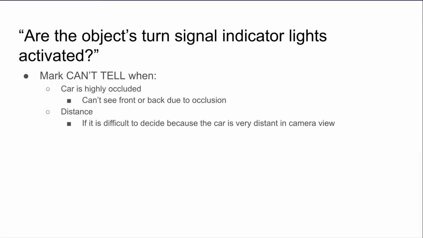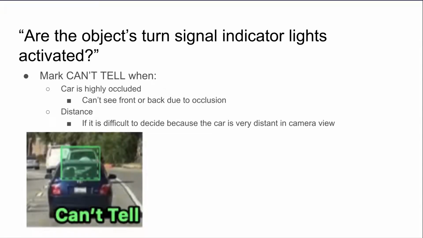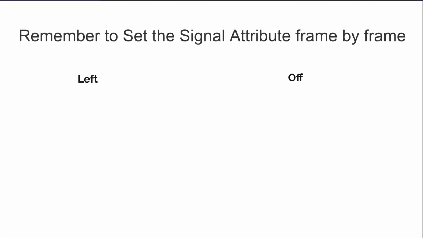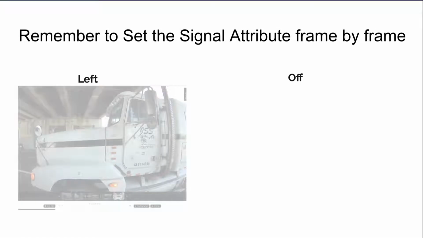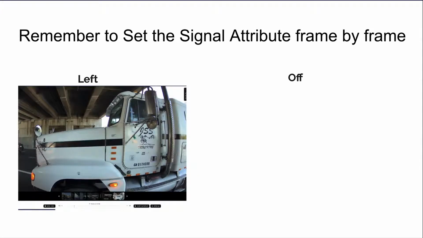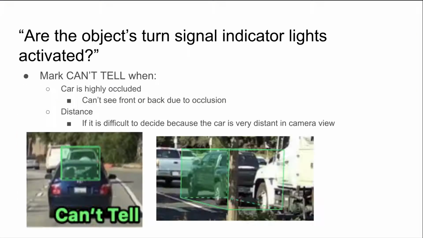So when do we mark can't tell? We mark can't tell when a car is highly occluded and we can't see the front or back, or due to distance. Essentially, we choose can't tell when we cannot clearly make out the turn signal lights.